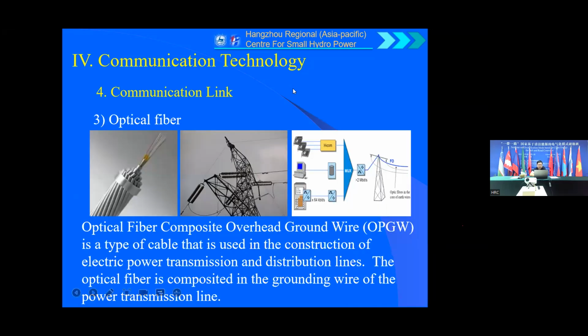One special kind of optic fiber is the optical fiber composite overhead ground wire, OPGW. This is a type of cable used in the construction of electric power transmission and distribution lines. The optic fiber is composed in the grounding wire on top of the power transmission line here. It sits in this lightning grounding wire, and we can communicate over a long distance wherever the transmission line goes. We can communicate with devices of this equipment.